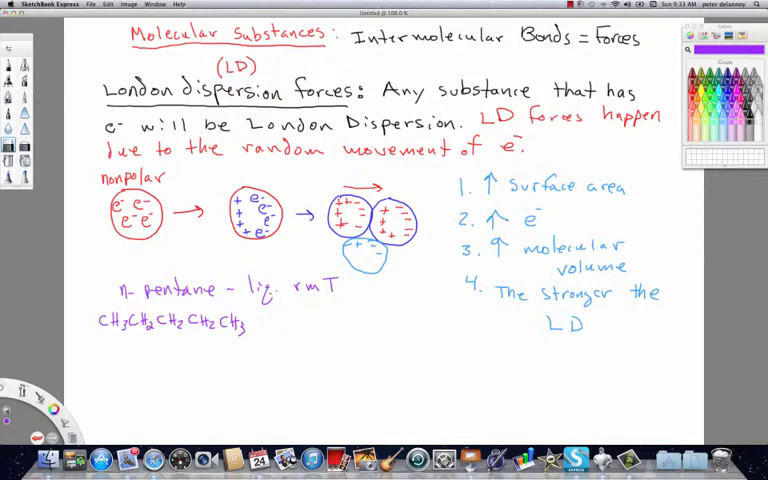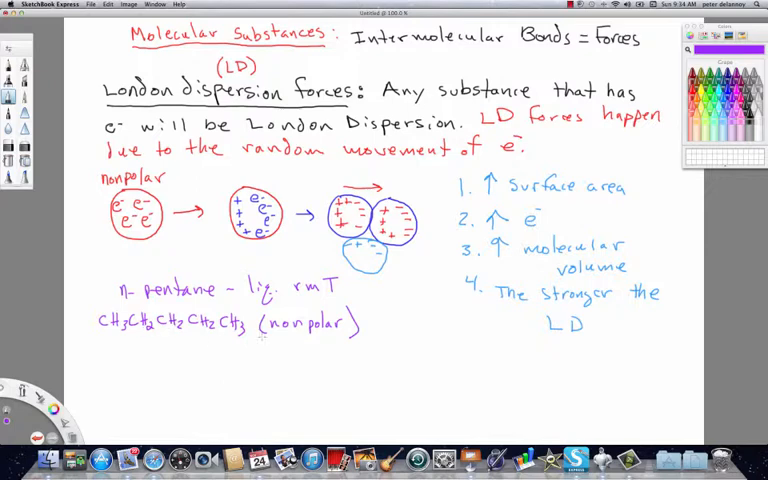So this is non-polar. So the LD forces here are really, really important for a molecule like this. It's the reason this thing is a liquid at room temperature, because of the total sum of all the LD forces that exist with this molecule.